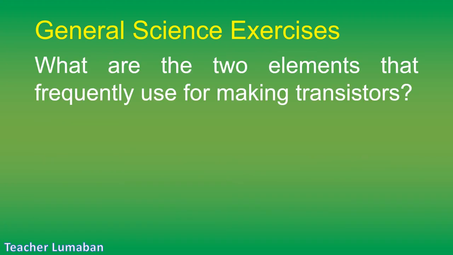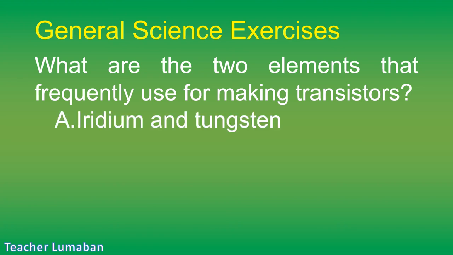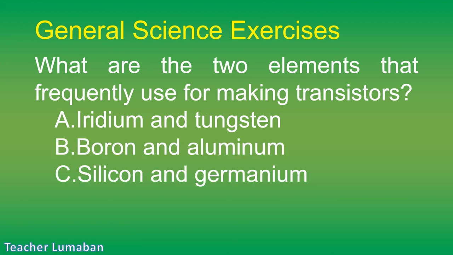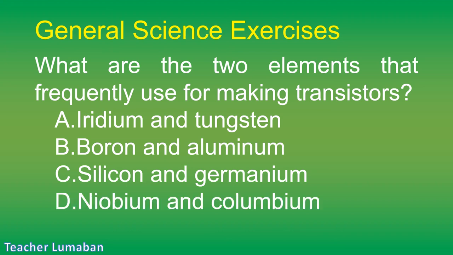What are the two elements that are frequently used for making transistors? Letter A, iridium and tungsten. Letter B, boron and aluminum. Letter C, silicon and germanium. Letter D, niobium and columbium. Choose the suitable answer to the following choices in 5 seconds.